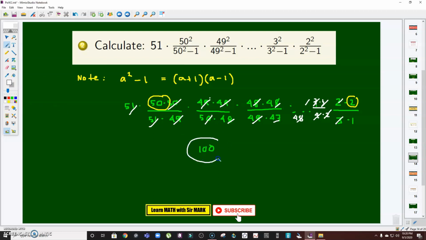There you go. Like I said, it's not that difficult as it looks. I hope you learned something on this very short video, which is application of factoring. Ma-apply nyo yung factoring techniques.